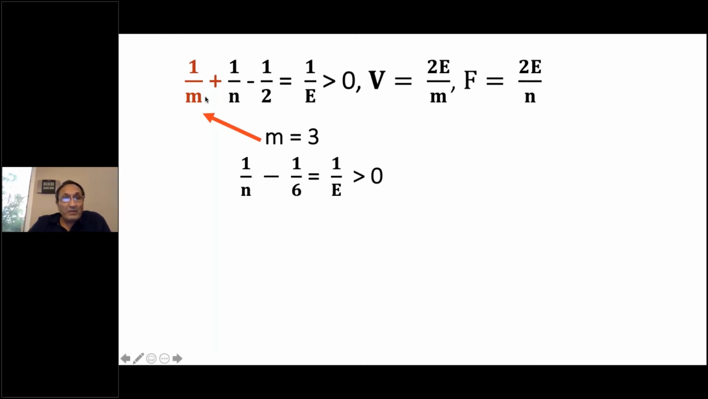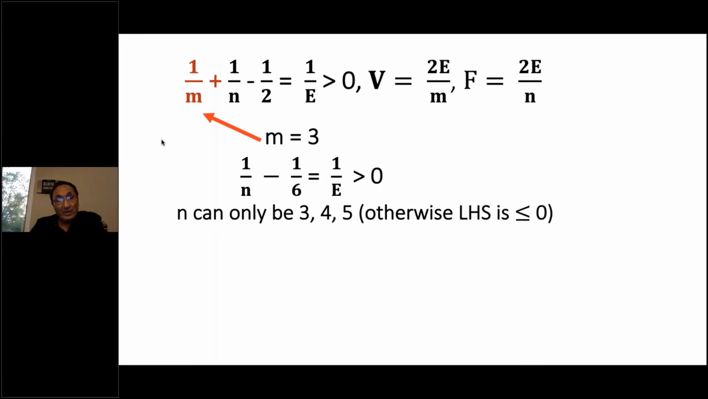If I put m equals 3 here, I get 1/3 minus a half. Well, 1/3 minus a half is minus a 6th, and the 1 over n just carries over. So you get this equation: 1 over n minus 1 over 6 equals 1 over e. And now you have to guess which values of n solve this equation. You can see that n has to be less than 6, so it can only be 3, 4, and 5.